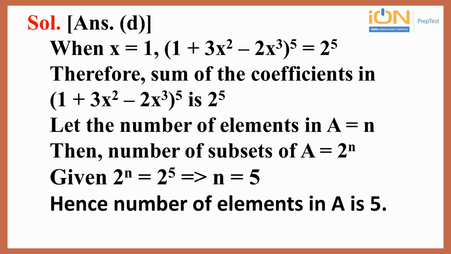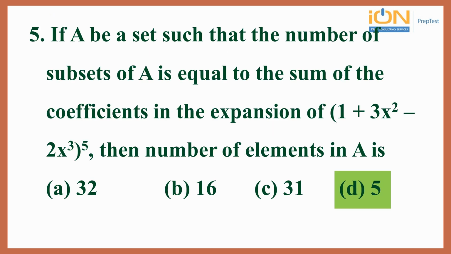Now, let A have n elements. Then the number of subsets of A will be 2^n. That's a formula: 2 raised to the number of elements of a set gives us the number of subsets of that set. So 2^n happens to be equal to 2^5. Therefore, n has to be equal to 5. Hence, the number of elements of A is 5. Therefore, the answer is D.